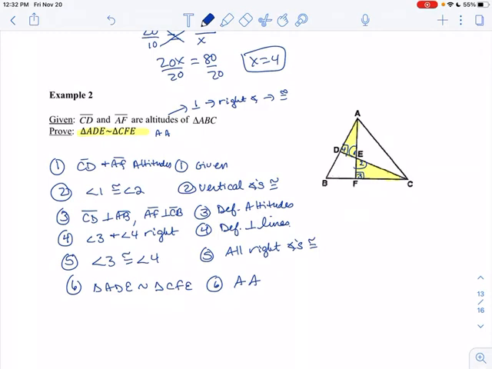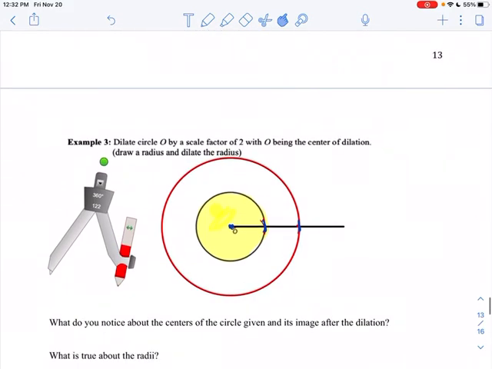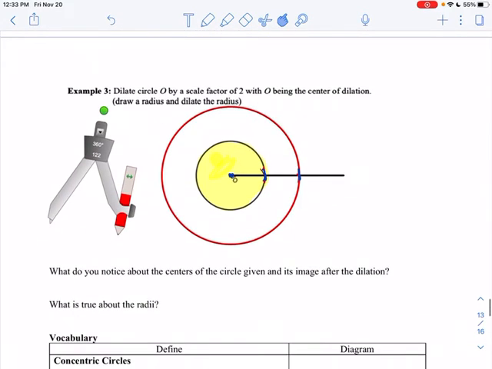We're going to talk a little bit about circles and dilating circles and circles being similar on the next page. I already did the construction for you. You can just look at it on my paper. It's nothing that we need to do. So I dilated circle O by a scale factor of 2 with O being the center of dilation. So here's how I did it just so you can understand it. You don't need to do it.